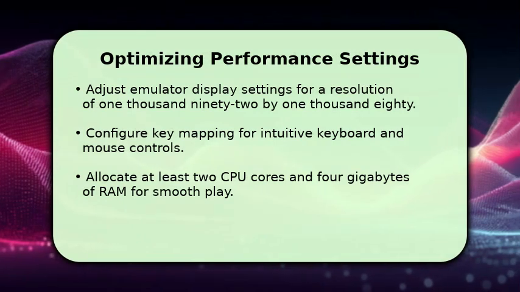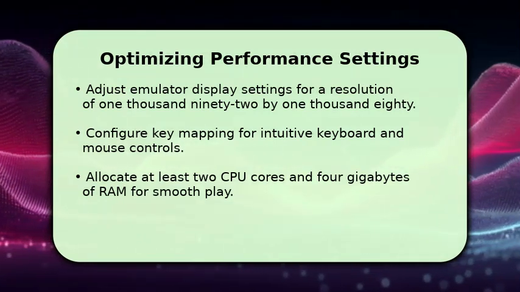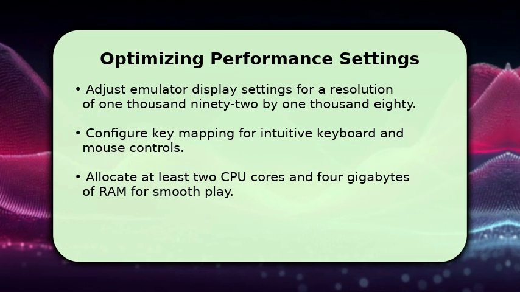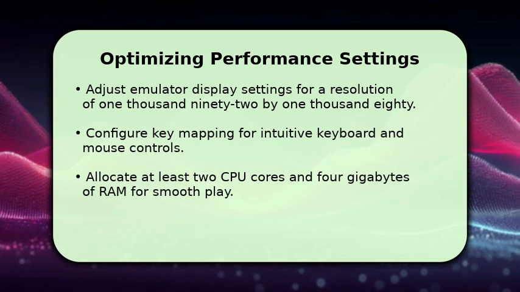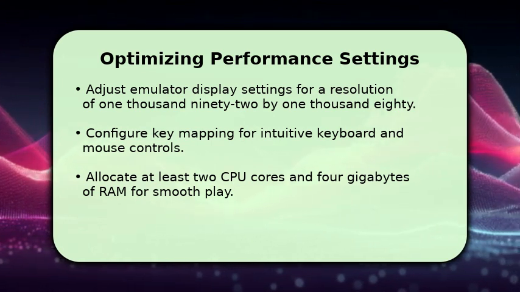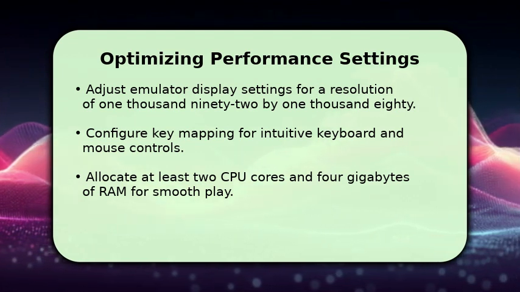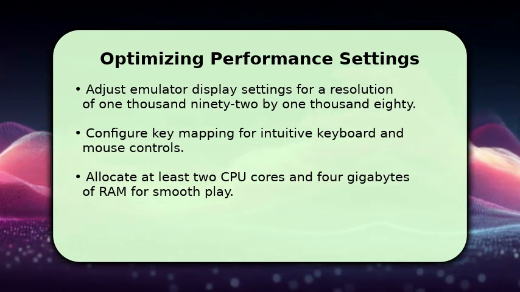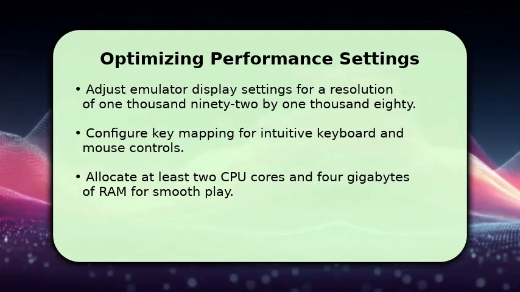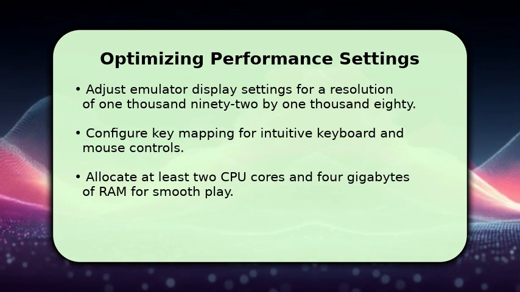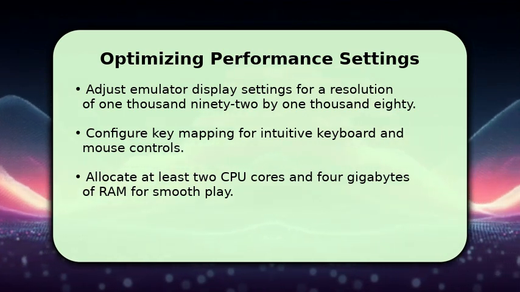To get the best experience, optimizing your emulator settings is key. Adjust the display resolution to 1092 by 1080 pixels for crisp visuals. Crucially, set up your key mapping to customize keyboard and mouse controls, making movement and actions feel natural. For optimal performance, allocate at least 2 CPU cores and 4 GB of RAM within the emulator settings. These adjustments will significantly enhance your gameplay, providing a competitive edge.